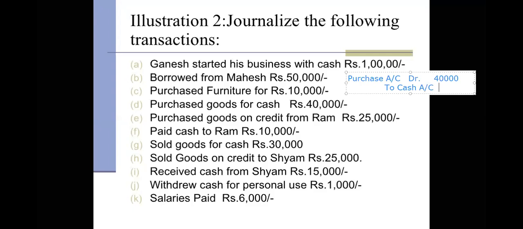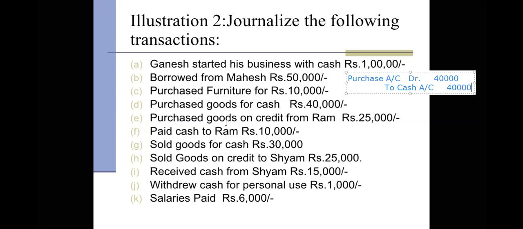Okay. So you are not supposed to write credit for this. Simply you will be mentioning to cash account, that is 40,000. This is how you will be writing in this transaction. I hope it is clear. The point is clear to you. So this is how you will be evaluating your transactions. Then next transaction, just see this.